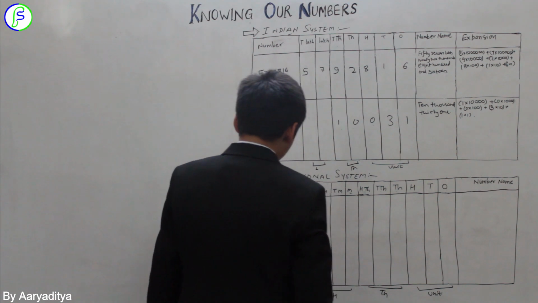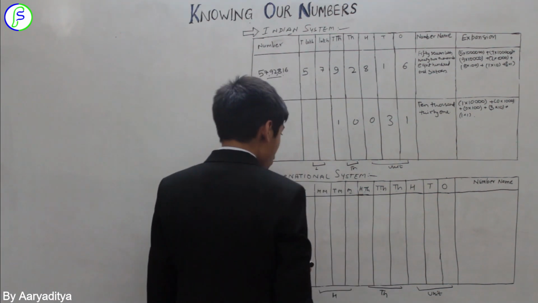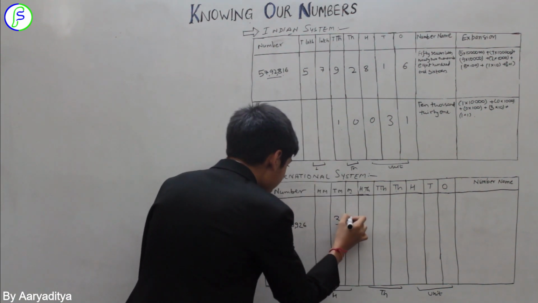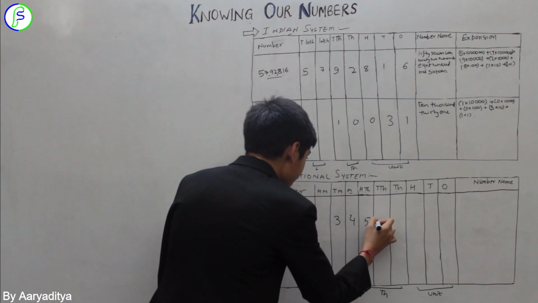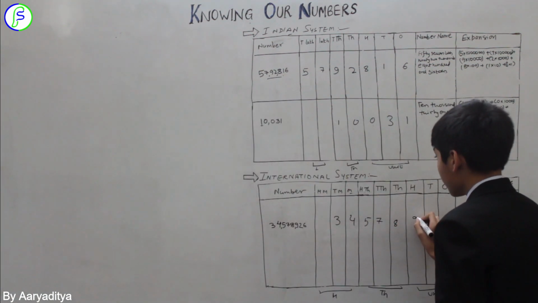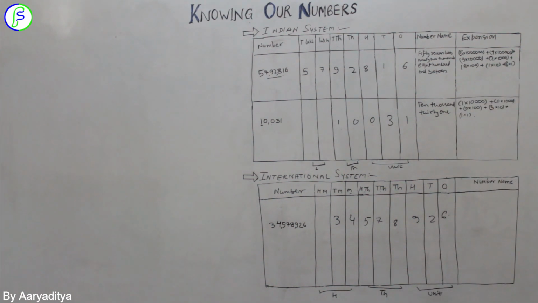So let's start by putting the digits in accordance with their place values. So we can see it's 10 million, 3, 4, 5, 7, 8, 9, 2, 6. Okay, so we are done with this one.